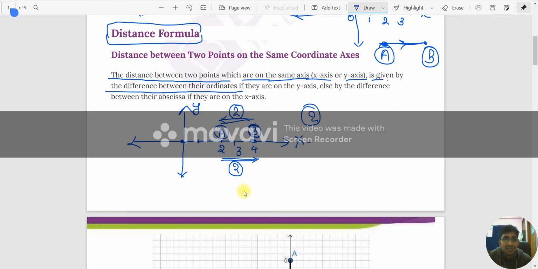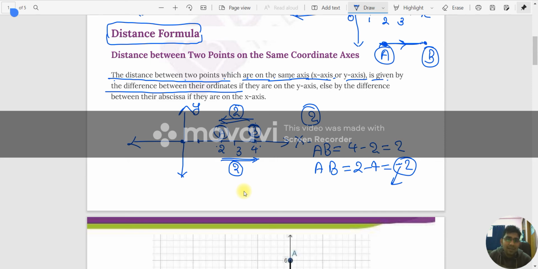So here also, the distance between 2 points which are on the same axis, x-axis or y-axis, is given by the difference of their coordinates. To find the distance AB, we subtract 4 minus 2, which is 2. We can also write AB as 2 minus 4, no problem, here minus 2 will appear. But the distance can never be negative. The negative sign only shows the direction, not the distance. Distance will always be positive.